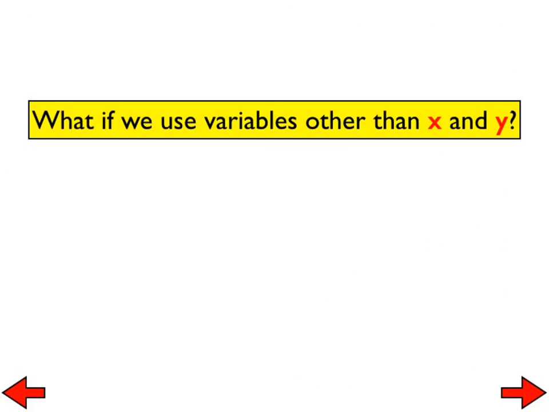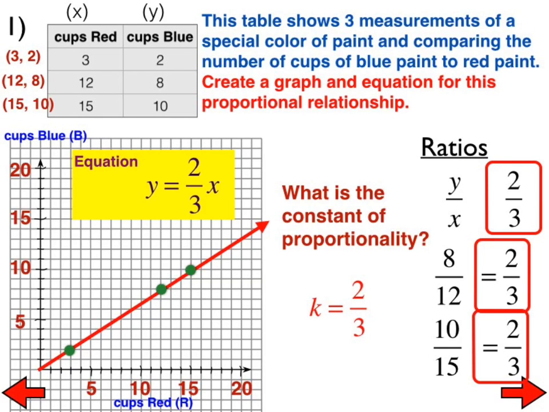So once again, what if we use variables other than x and y? Here's that problem that we just looked at. What if, instead of x, we use r? And what if, instead of y, we use b? So above that first table in your notes, below number 1, write r above the cups of red, which is where I got the r, and b above cups of blue.